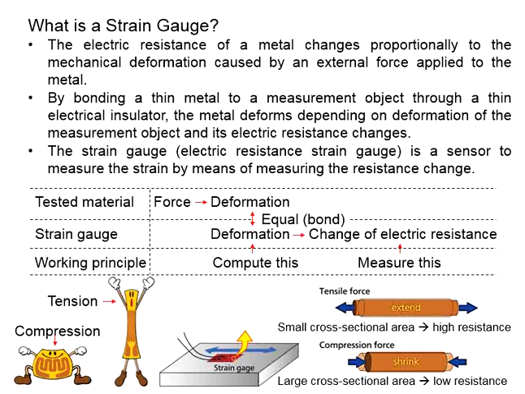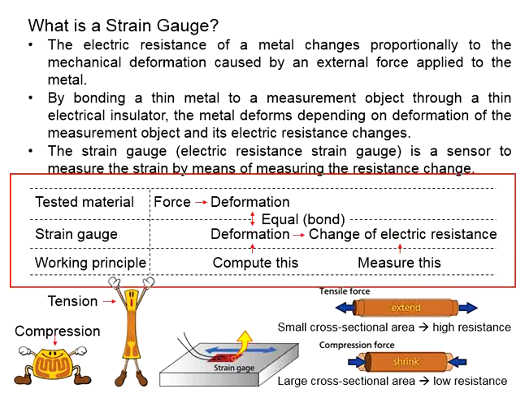Now, if the strain gauge is properly bonded with the material, whichever deformations undergone by the material shall be effectively transferred to the strain gauge, and therefore the strain gauge is also undergoing the same deformations. Whichever measurements are acquired from the strain gauge will represent the conditions of the material. Simply said, the strain gauge is a sensor, and it is measuring the strength by means of measuring the electric resistance change. This can be further explained by using the diagram here.